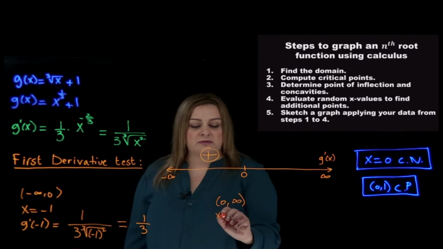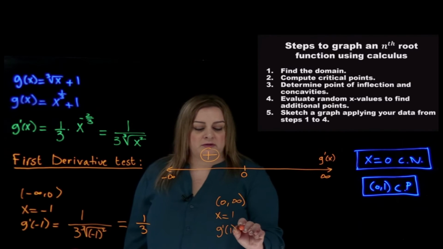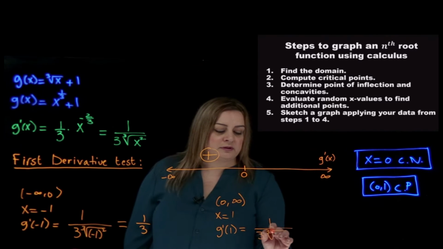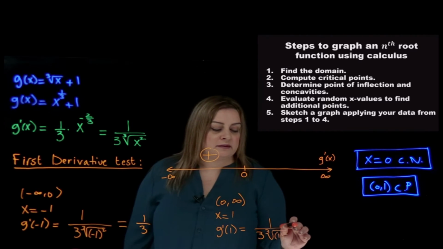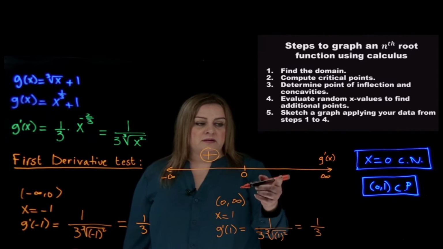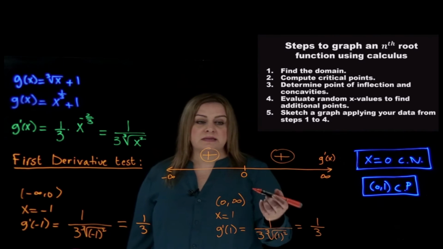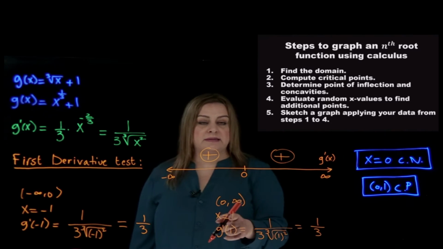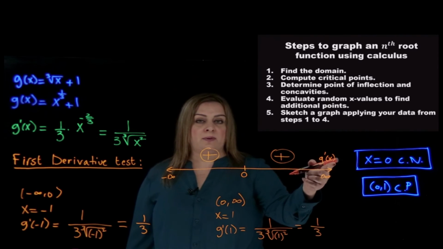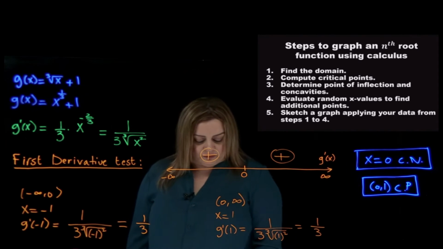If I let x equal 1 in this interval, my g prime of 1 will be 1 over 3 cube root of 1 squared, and that should give me also a positive 1/3. I will mark my interval with a positive again to tell myself that any value, not only at x equals 1, any value I choose from this interval, evaluate that in g prime of x, I will have a positive slope.